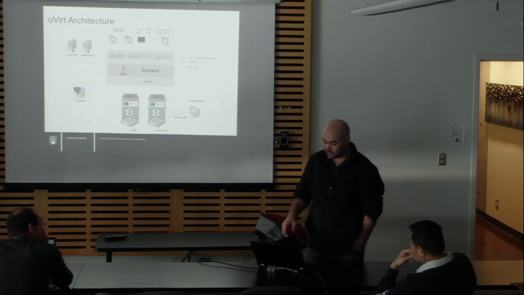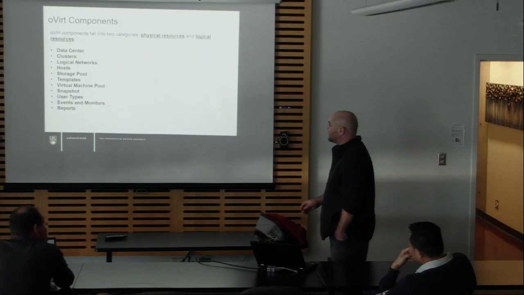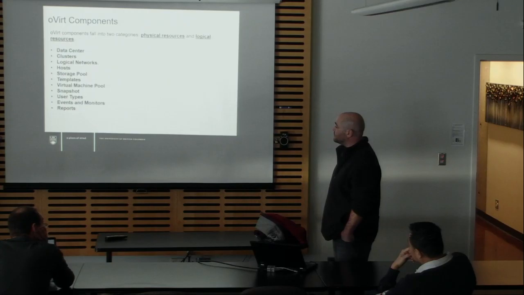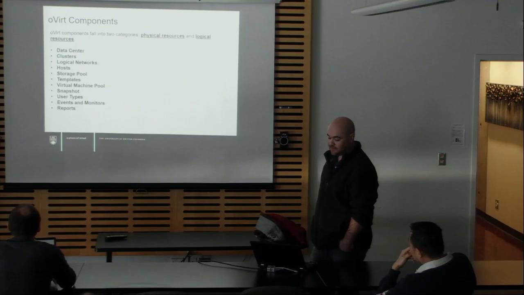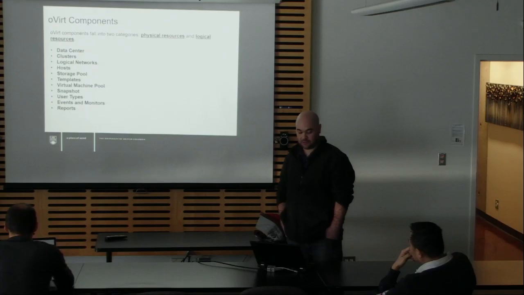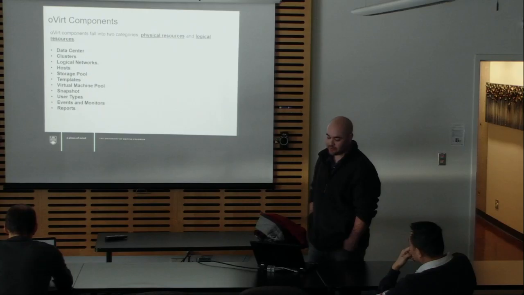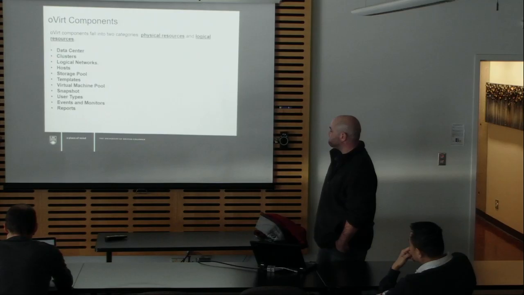So, anyways, these are the major components of oVirt versus your physical and logical resources. The concept of your data center, when you're looking at your view. Clusters, we have not looked at the clustering aspect because I think it still needs more development, and we haven't actually implemented it. Your logical networks, hosts, your storage pool for your physical images, your templates, so your templates being like, if this is going to be a CentOS and whatever other bits you're going to add to that image. Your snapshotting, various user types.